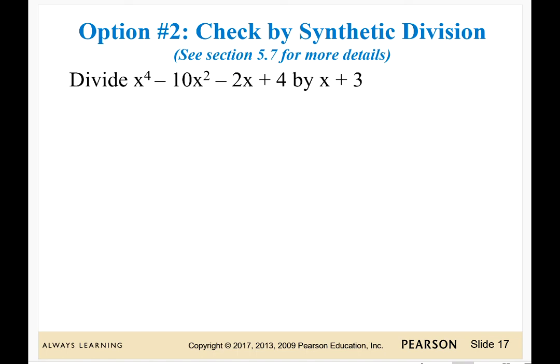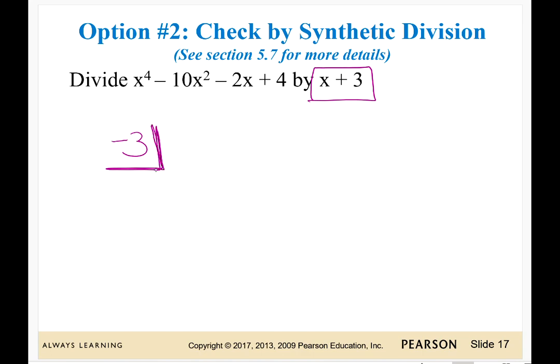If you are curious about this check by synthetic division, here's how it works. The first thing is that you really need to be careful about what your divisor is. Divisors like this are perfect for synthetic division. All you have to ask yourself is, what would make this expression 0? And the answer is x equals negative 3. So you're going to take negative 3 and put it in a box just like this in the corner.